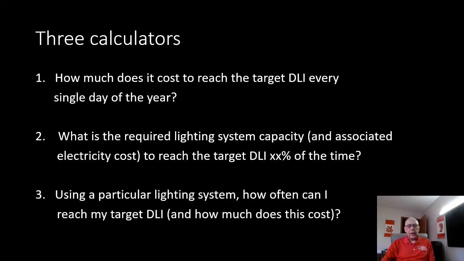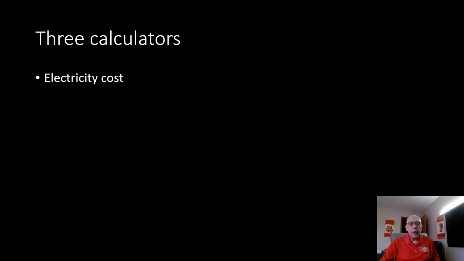The third calculator is somewhat similar, but takes an opposite approach from the second calculator. With the third calculator, you enter the specifications of your lighting system, and we then determine for you how many days of the year you are likely to reach your target daily light integral and how much it costs to do so. So all three calculators estimate the electricity cost, or basically the cost that is directly associated with the amount of power that your lighting system consumes.